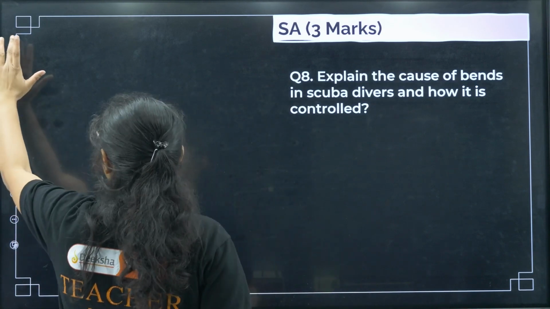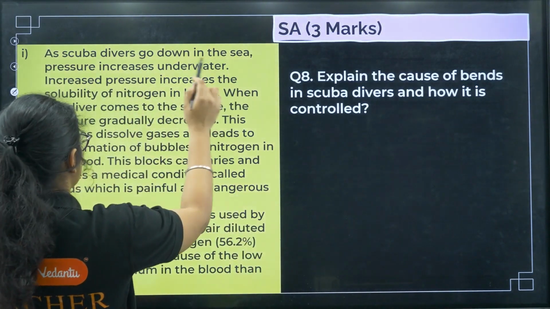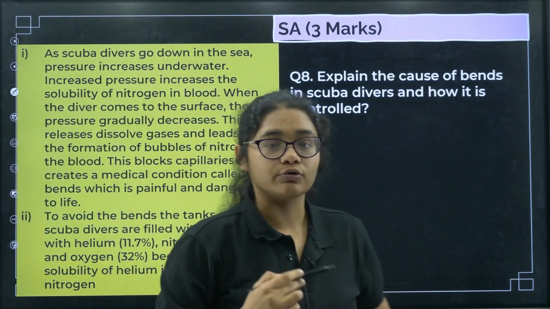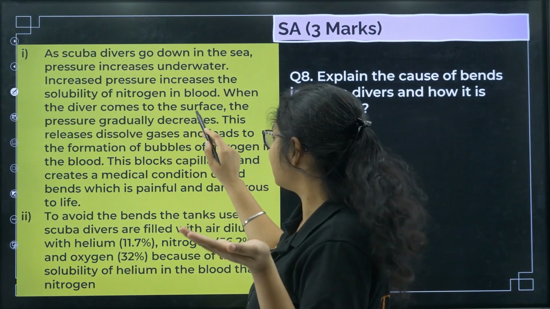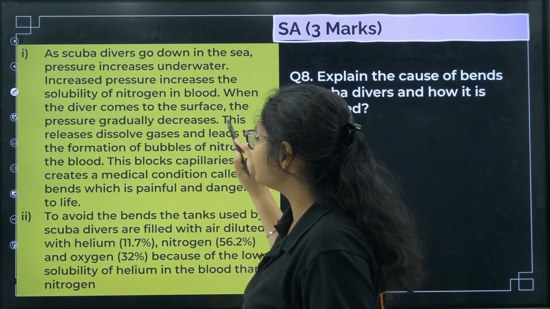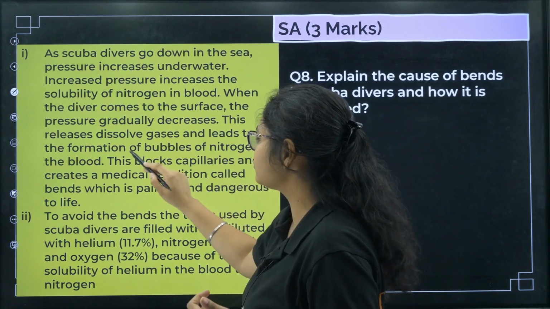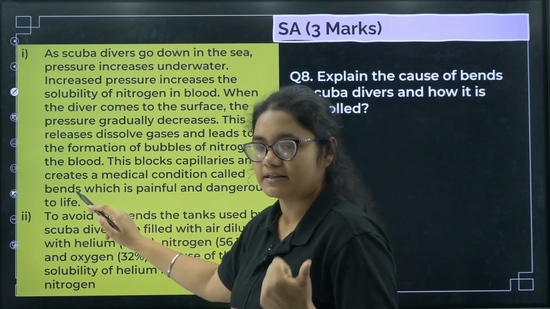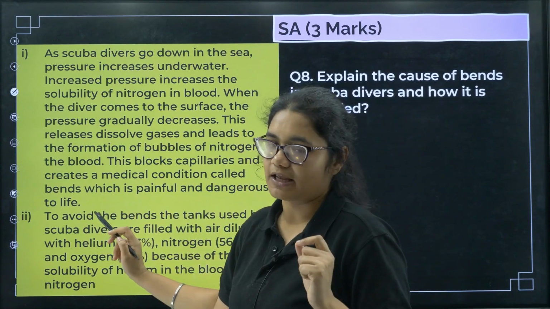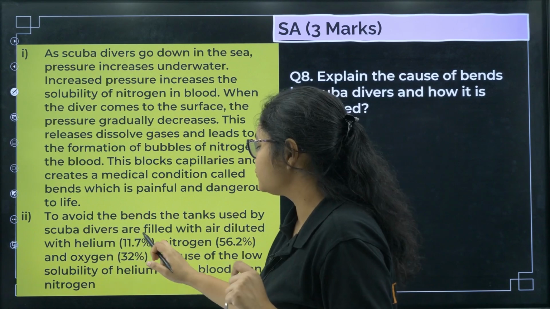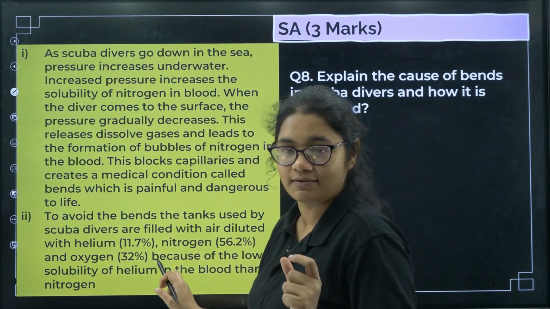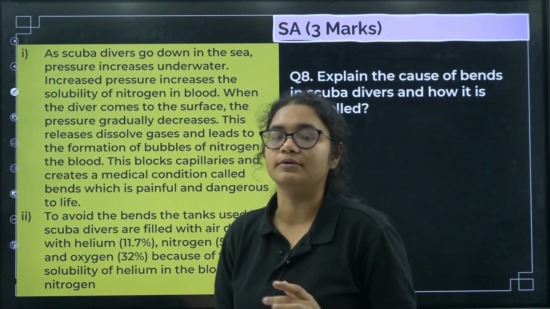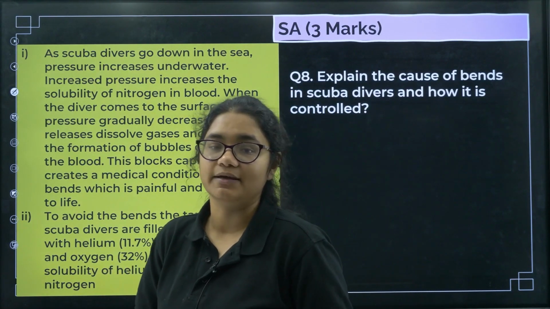So you can see here, I have written it in detail. As scuba divers go down the sea, the pressure increases under the water. Increased pressure increases the solubility of nitrogen in the blood. When the divers come to the surface, the pressure gradually decreases, and this releases the dissolved gas and leads to the formation of bubbles of nitrogen in the blood. This blocks the capillaries and creates a medical condition known as bends, which is painful and dangerous to life. So to avoid the bends, the tanks used by scuba divers are filled with helium 11.7%, please remember, nitrogen 56.2% and oxygen 32.1%, because of the low solubility of helium. Why do we use helium? Because it has very low solubility.